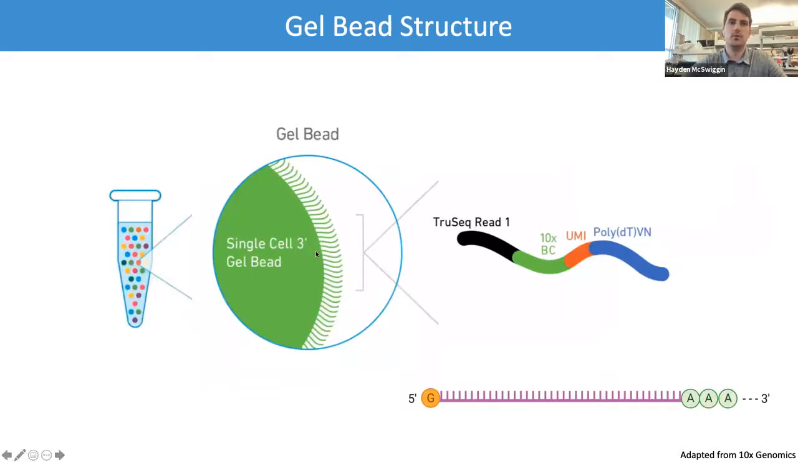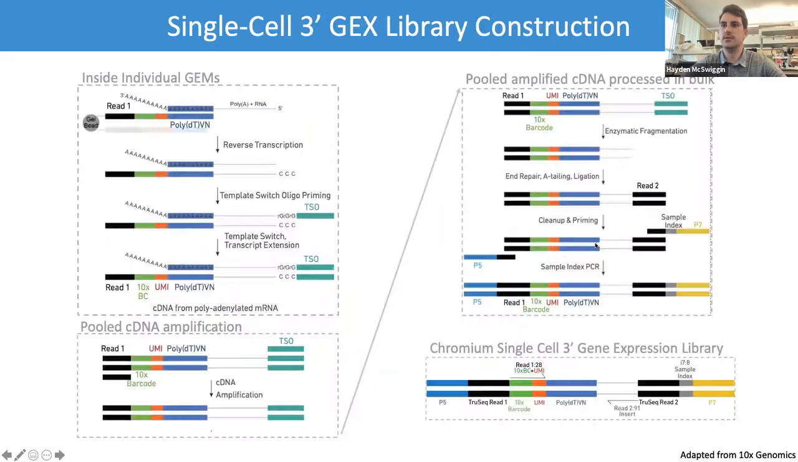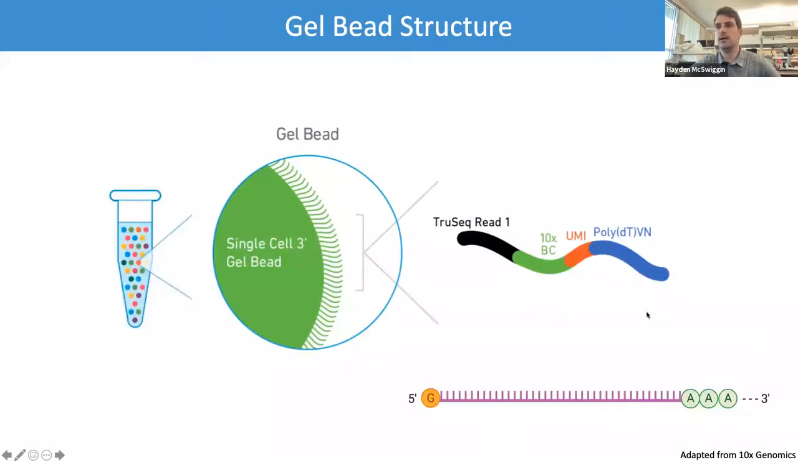So looking more closely at the gel bead, on the surface of the gel bead, you'll have these little fragments of DNA, which we call oligos. And on these oligos, there's some important sequences. One of the important sequences is poly-dT, and this is just a series of T's that will allow the poly-A tail of your mRNA to attach. And this is the start of the cDNA synthesis process.